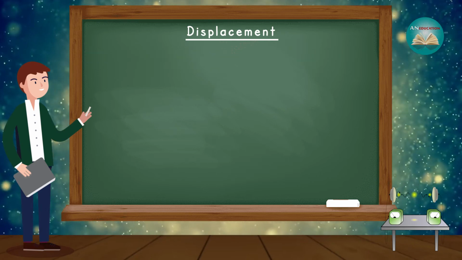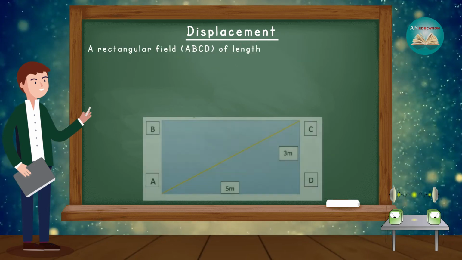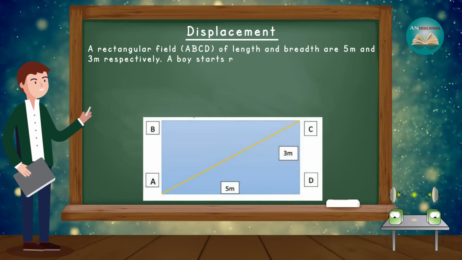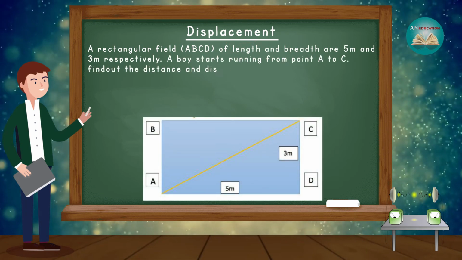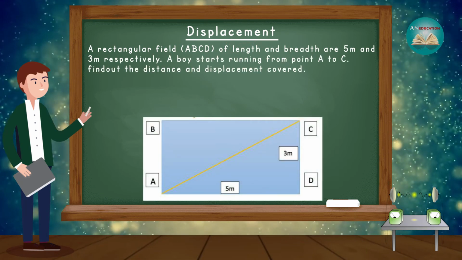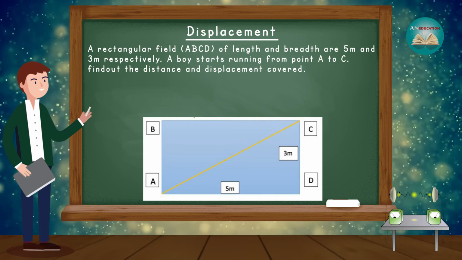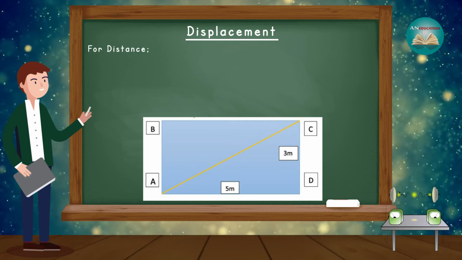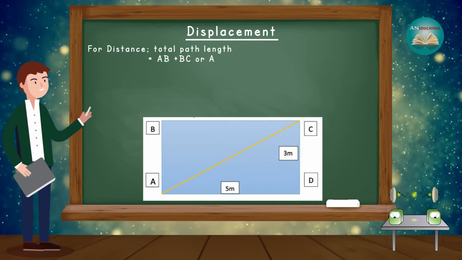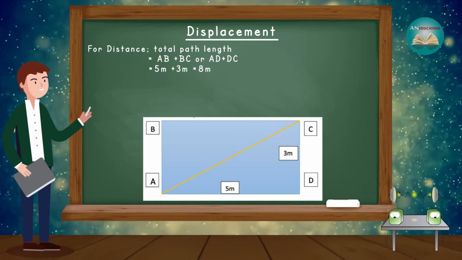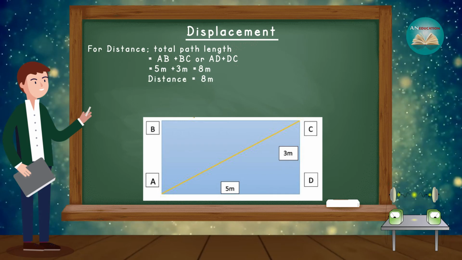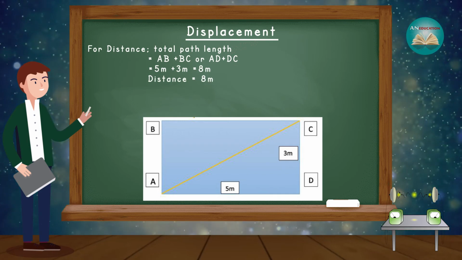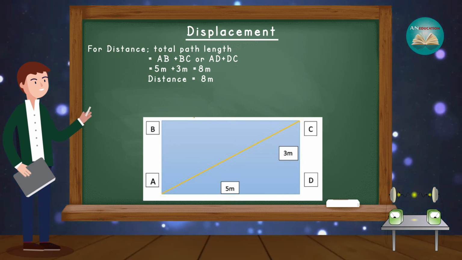After that, let's take a question. A rectangular field ABCD of length and breadth 5 meter and 3 meter respectively. A boy starts running from point A to C. Find out the distance and displacement covered. For distance, total path length is equal to AB plus BC or AD plus DC, which is equal to 5 meter plus 3 meter, equal to 8 meter. Distance is equal to 8 meter.